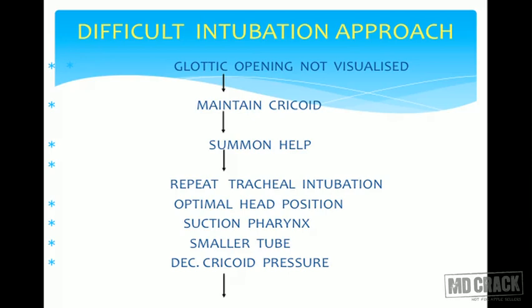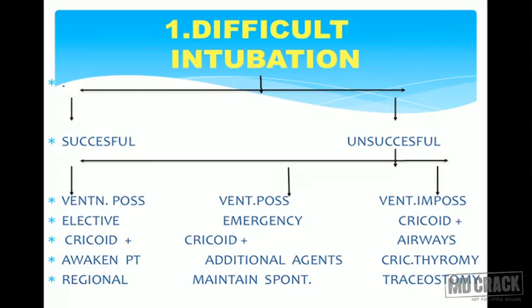In spite of doing all this, if you are not able to intubate the patient, you can divide this into two types. Whether you are able to do intubation with all these maneuvers, that is summoning help, using a smaller tube, repeating laryngoscopy, doing oral and nasal suction. If it is successful, then you continue giving anesthesia and continue the surgery. If, in spite of doing all this, the intubation is not successful, then you divide the patient into types.